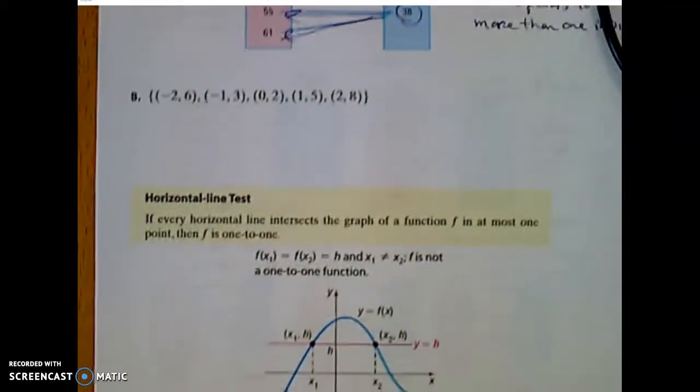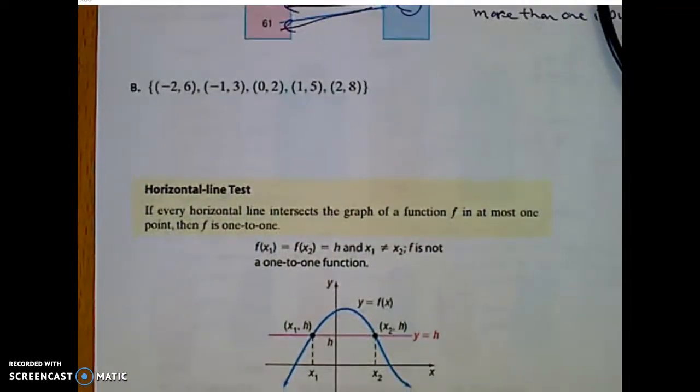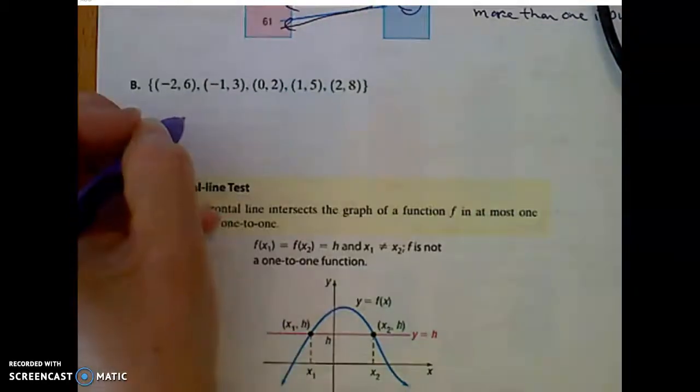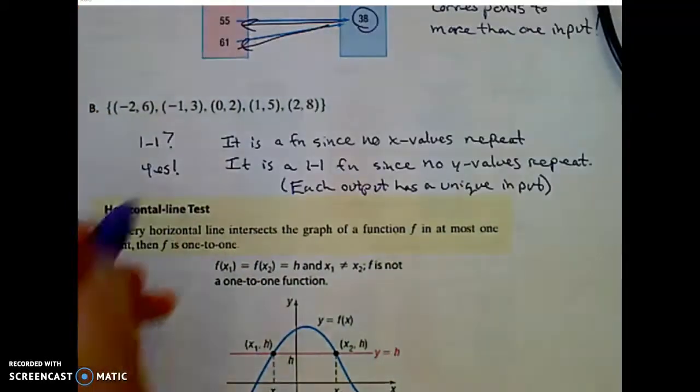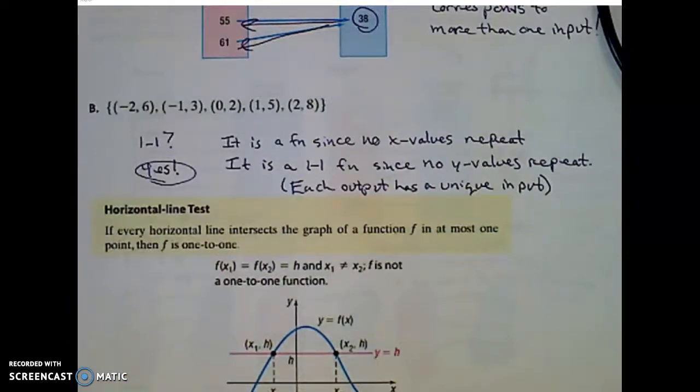Please look at those ordered pairs. You're given that it's a function, but is it a one-to-one function? I'll pause so you can look. Is this function one-to-one? Okay, you should have said yes, this is a one-to-one function.